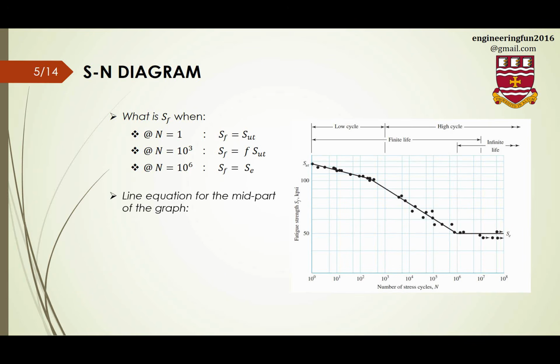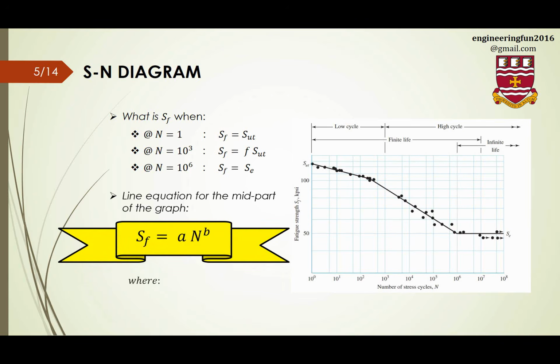Here, we are curious to find the equation for the line at this area here. This equation, after doing some mathematics, can be represented like SF equals A times N to the power of B. Here, this A and B is different from A and B in the first modification factor. This A and B can be found based on the ultimate strength and endurance strength of my material.